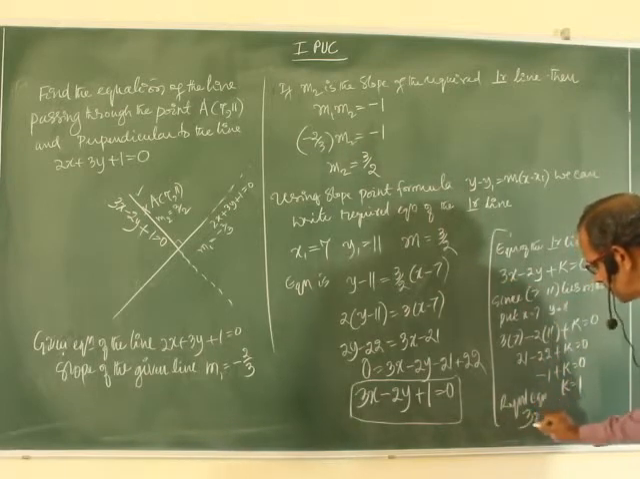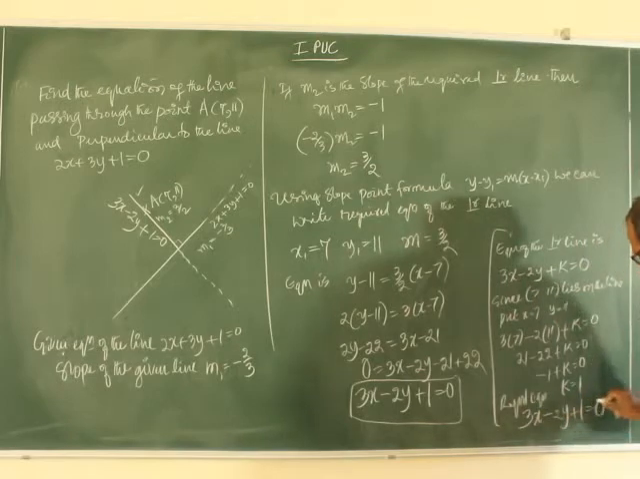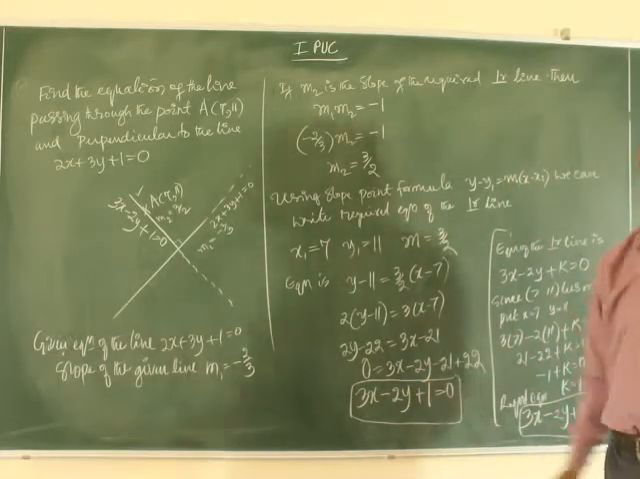3x minus 2y plus k, k is 1. Answer is ready. 3x minus 2y plus 1 equal to 0.